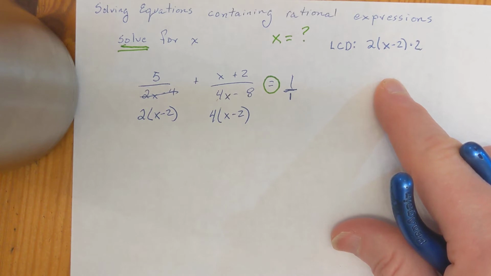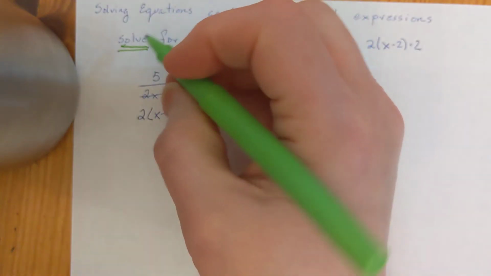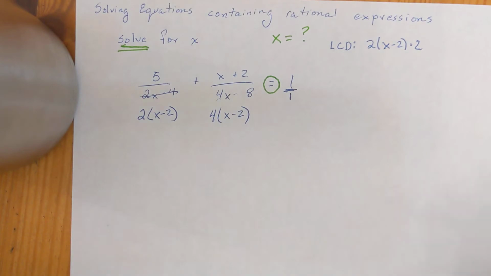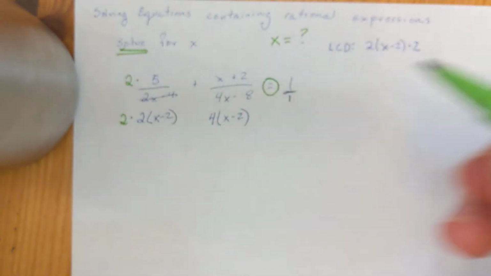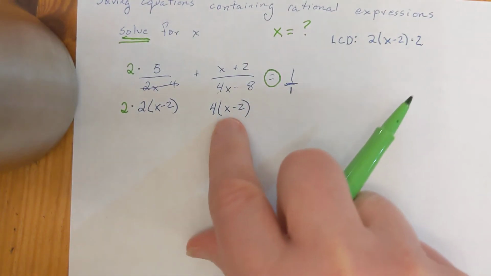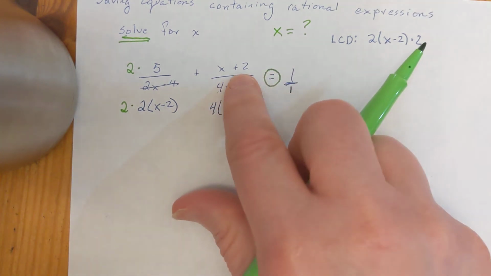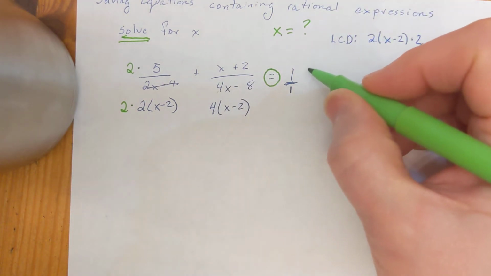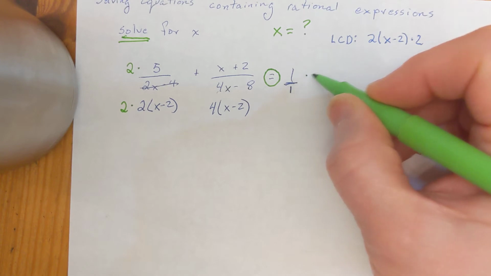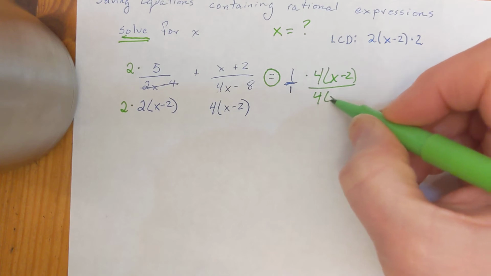I can build each fraction to the least common denominator. So to do that, I'm going to multiply 5 over 2 times x minus 2 by 2 over 2. My 4 times x minus 2 is my whole least common denominator, so I don't have to multiply x plus 2 by anything. Over here, on this side of the equation, I'm going to multiply by 4 times x minus 2 over 4 times x minus 2.